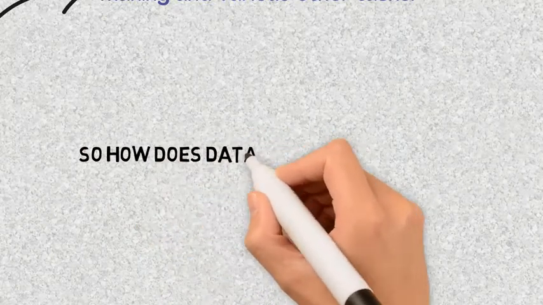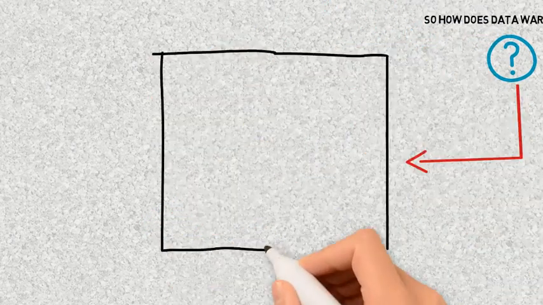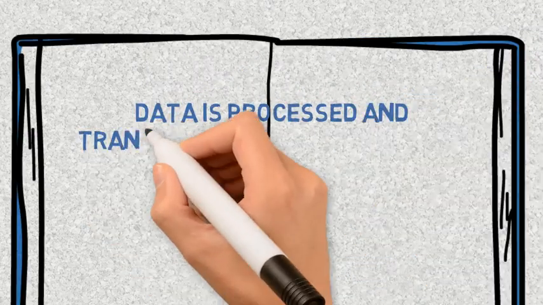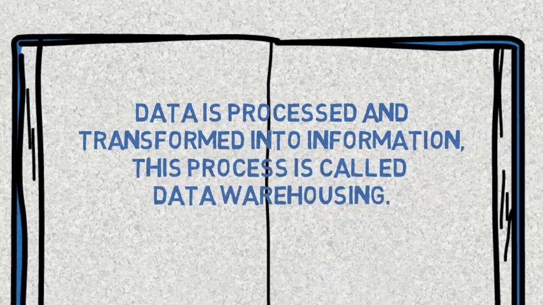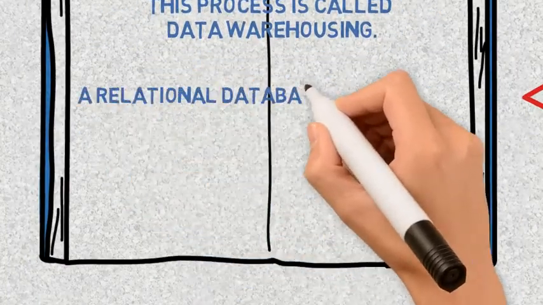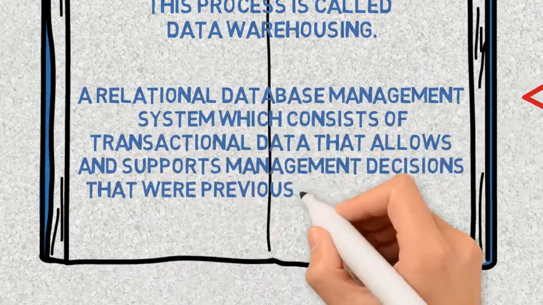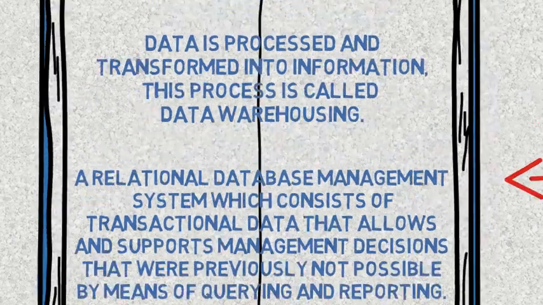So the next thing that we're going to be talking about is, how does data warehousing work? Data is processed and transformed into information. This process is called data warehousing. A relational database management system which consists of transactional data which allows and supports management decisions that were previously not possible by means of querying and reporting.